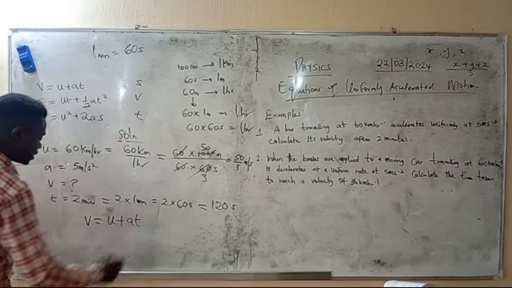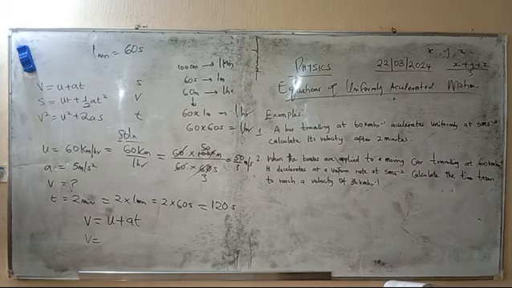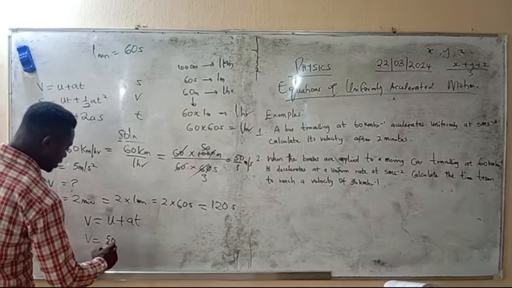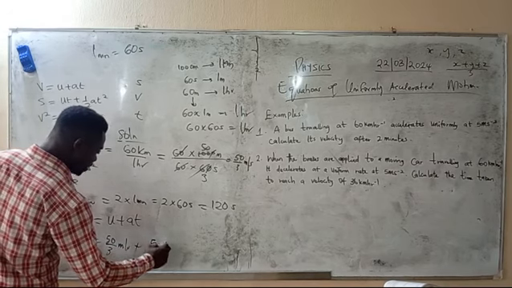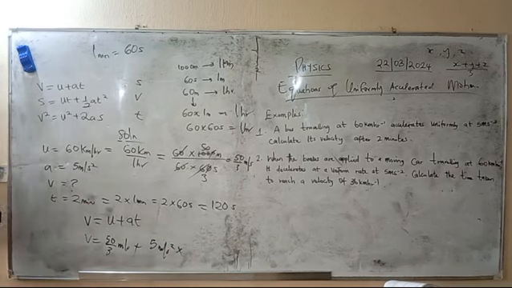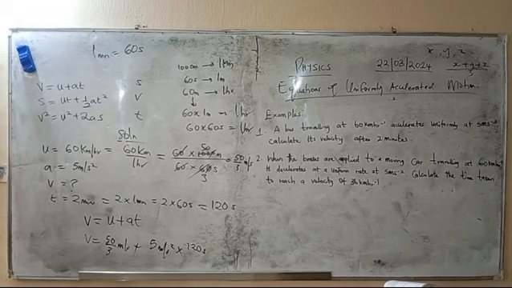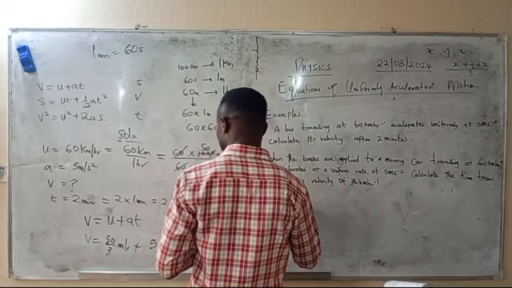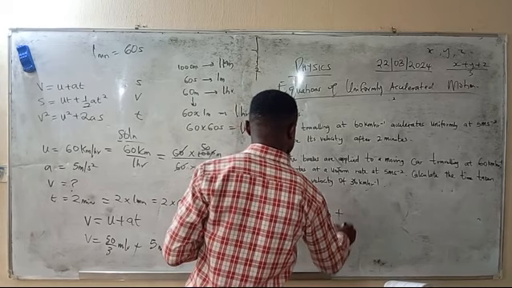U plus at. So V is now equal to, initial velocity is what? 50 over 3 meters per second, plus acceleration is what? 5 meters per second squared, times time is what? 120 seconds. Okay, so 5 times 120 is what? So V is what? 50 over 3 meters per second plus 5 times 120 is what?